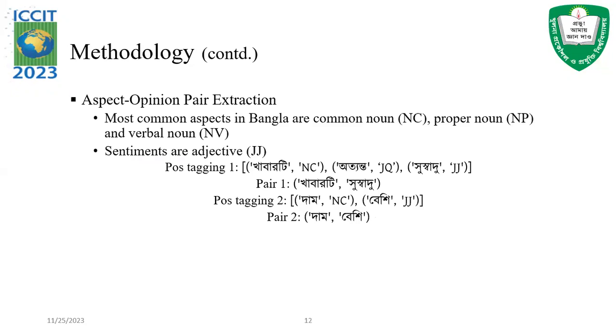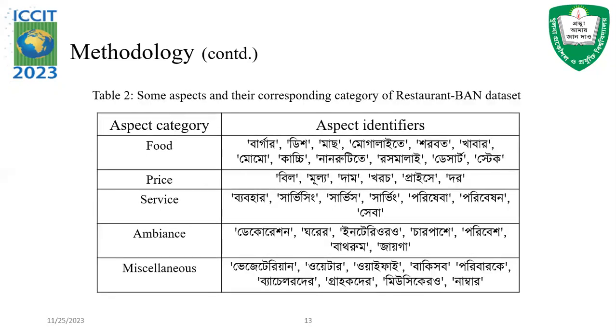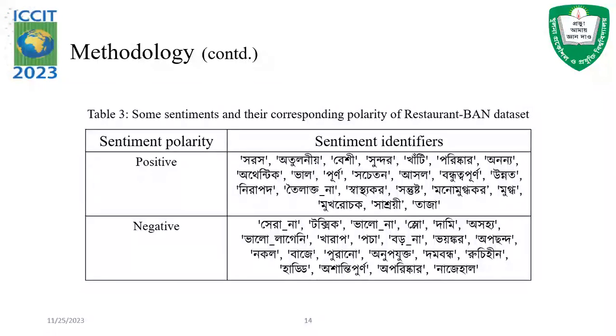Aspect opinion pair extraction. The most common aspects in Bangla are common noun, proper noun, and verbal noun, and sentiments are adjectives. Based on the token and its POS tag, Khabarti is an aspect term and Shushadu is a sentiment term, which make up a pair. Table 2 shows some aspects and their corresponding categories of the Restaurant Bangla dataset. Table 3 shows some sentiments and their corresponding polarity of the Restaurant Bangla dataset.